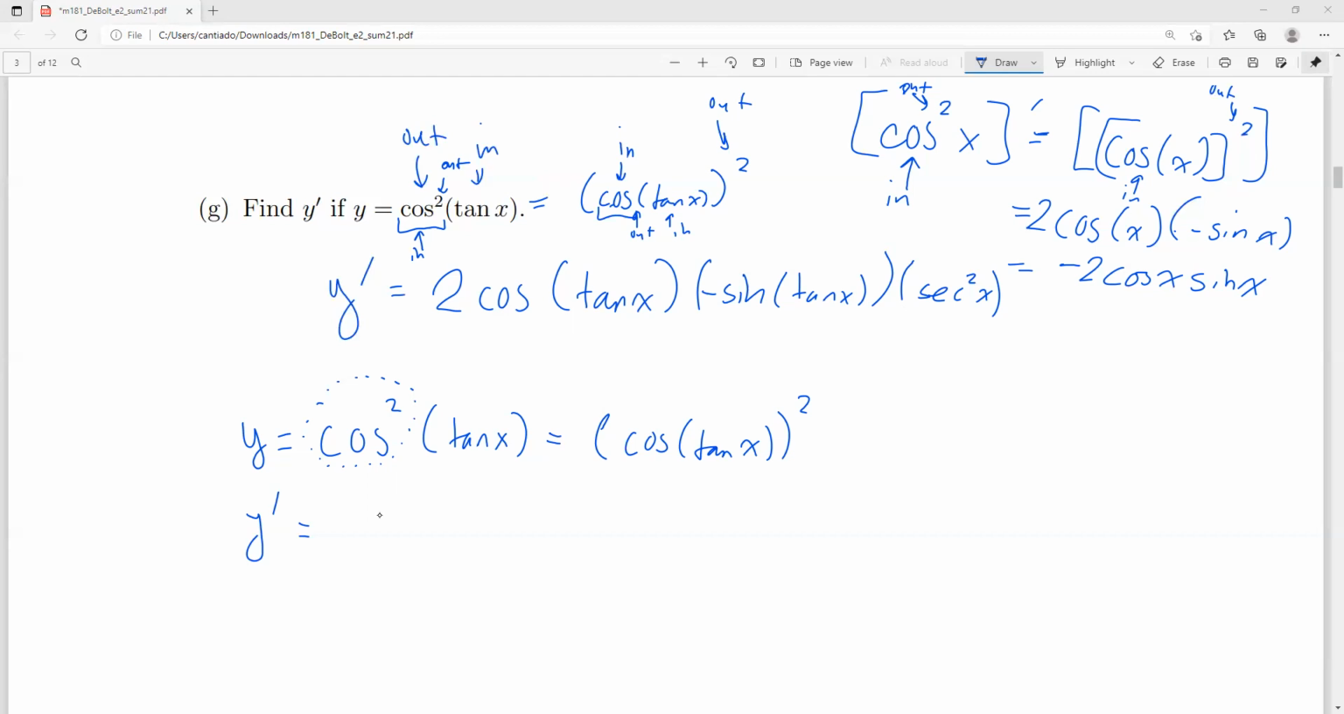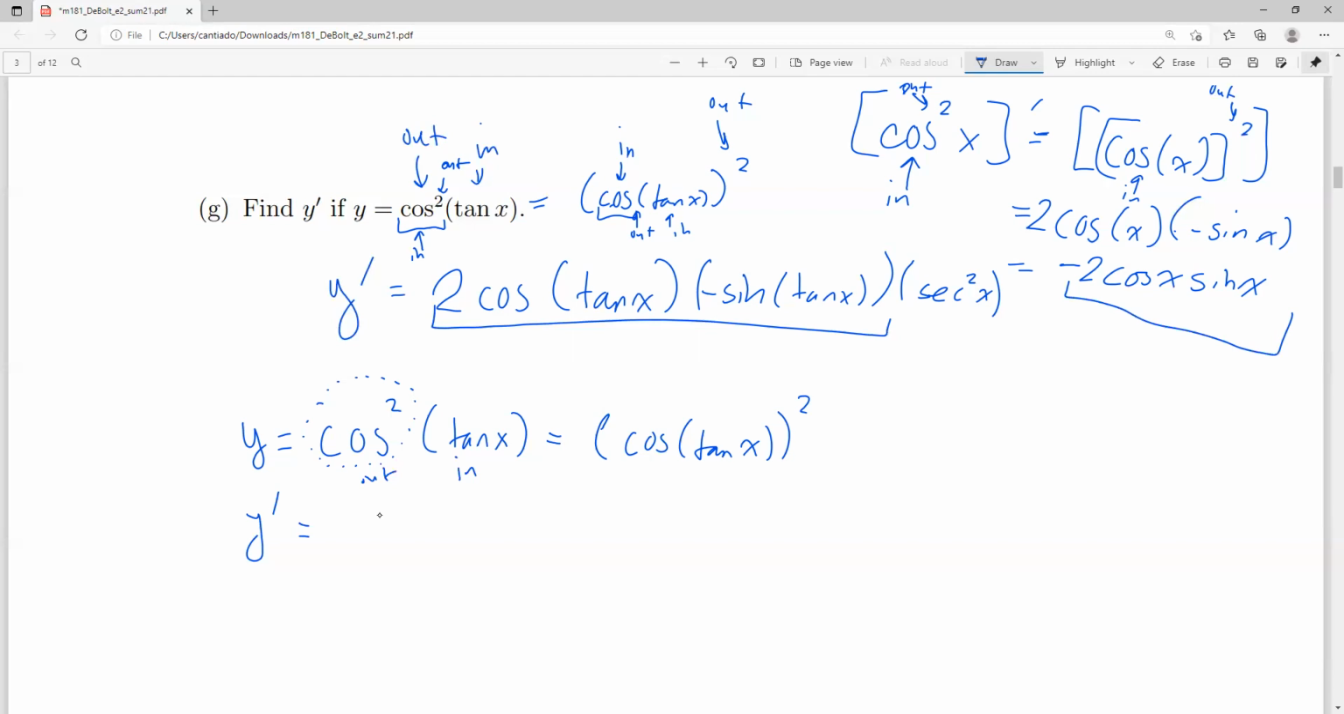Okay, sorry about that. So the outside function in this case is cosine squared, and the inside is the tangent. So first, following chain rule, we have to take the derivative of the outside. What is the derivative of cosine squared? Well, it's this right here, right? The -2 cos x sin x. But instead of x, we put tangent x. So that's what we got right here.